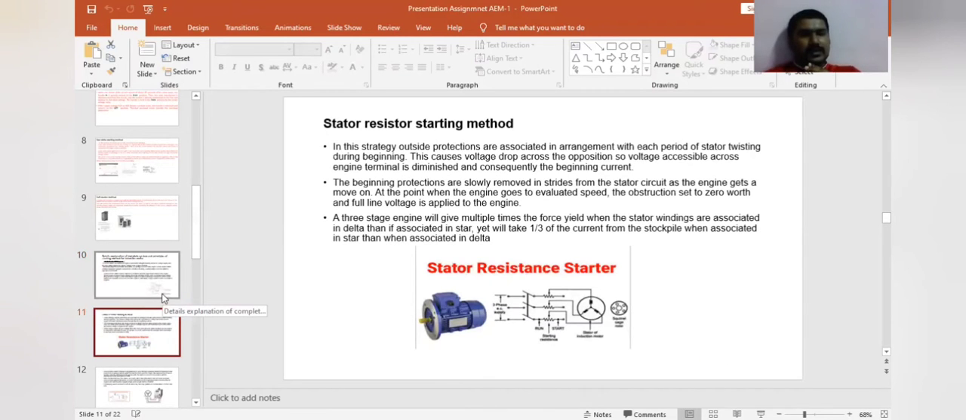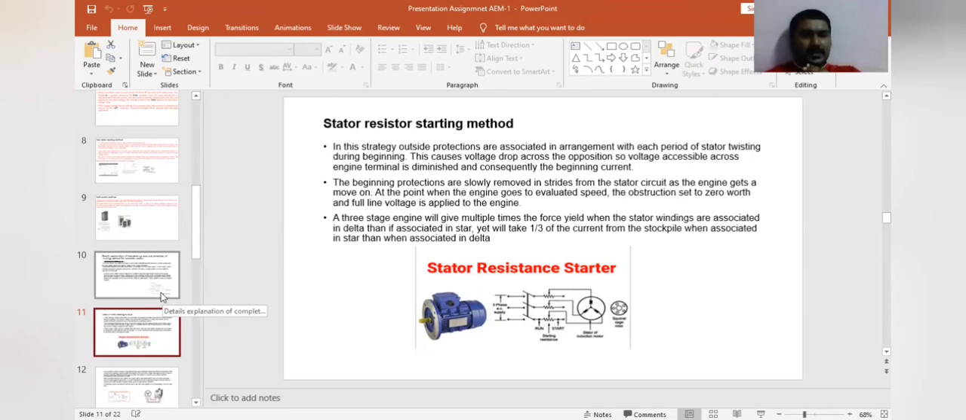Another starting method is the starter resistor. In this strategy, external resistors are connected in series with each phase of the stator winding during starting. It causes a voltage drop across the resistance, so the voltage available across the motor terminals is reduced and hence the starting current is reduced. The starting resistances are slowly removed in steps from the stator circuit as the motor gets up to speed.